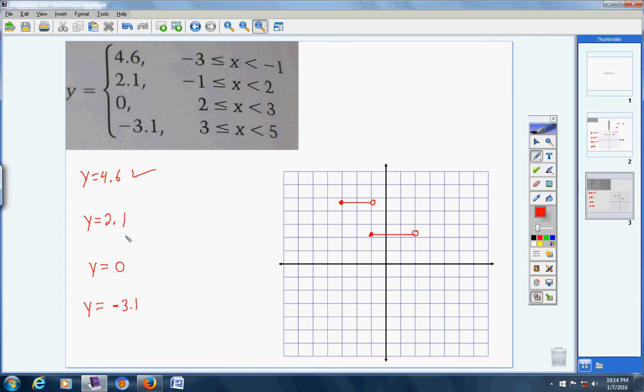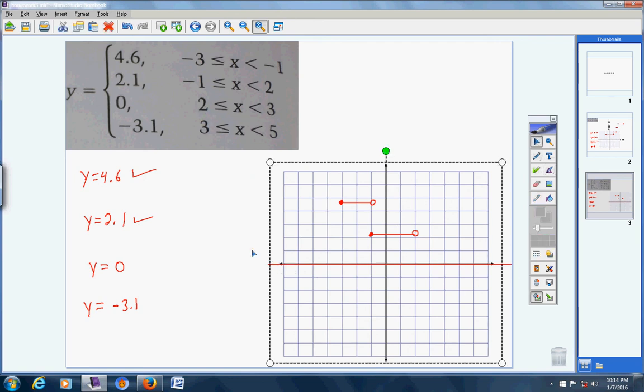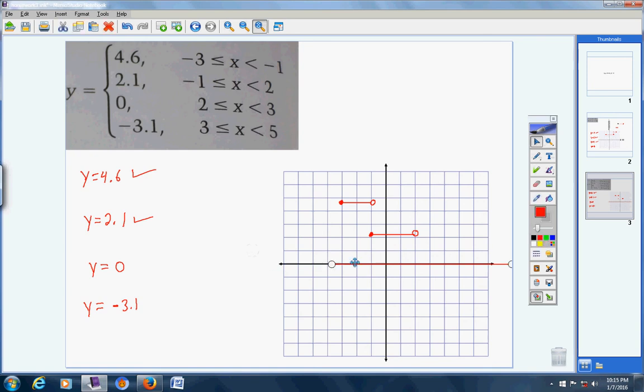Okay? Alright, next horizontal line is y equals 0. So there's my horizontal line right on the x-axis, and it has to stay between 2 and 3 on the x-axis. So we're going to run this all the way to 2, and run this all the way to 3. We'll put a closed point here and an open point here.